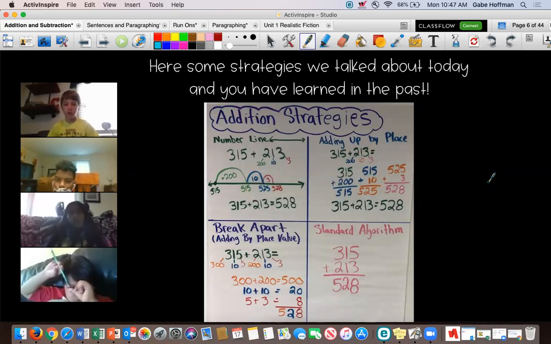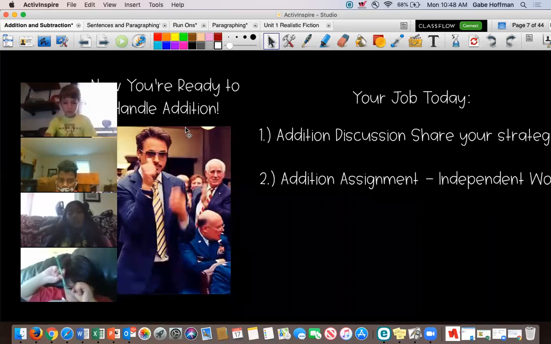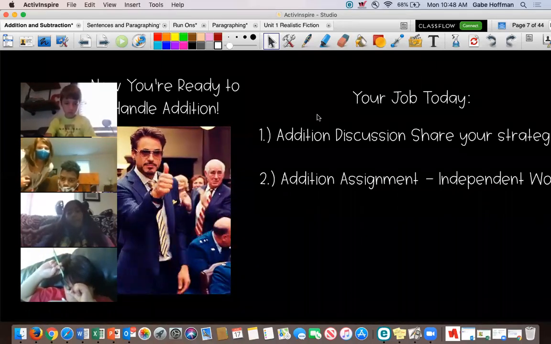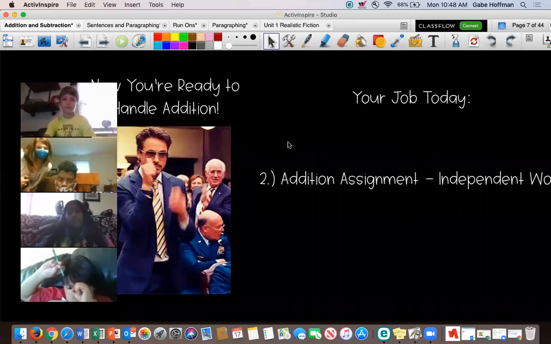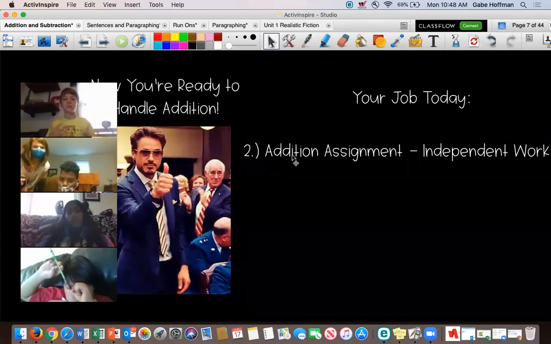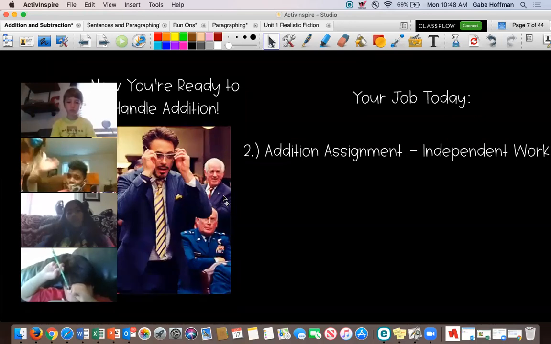I will leave this anchor chart. It is on your math assignment. So when you log off today and you go do your math assignment, this anchor chart is on a math assignment. Okay, so I'm going to move forward just a little bit. Okay, and so your job today is after you get off here, you just have an addition assignment. Okay, it's independent work. I'm going to show you how to get on in Canvas right now, and then I'm going to let you go to get started.